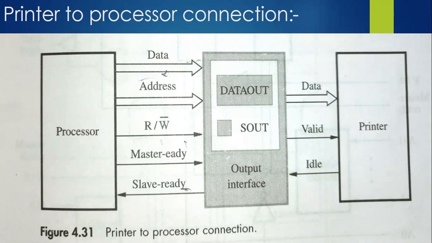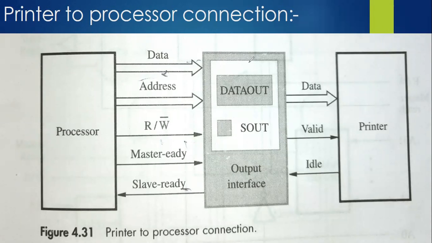So here you can easily observe we have three different sections. The first one we call the printer. The second is the output interface. This is the port we depend on, and this is the processor. Now we can observe data, address, read bar, write, master ready, then slave ready. These are the total components involved in the communication between the printer and the processor using the parallel port.